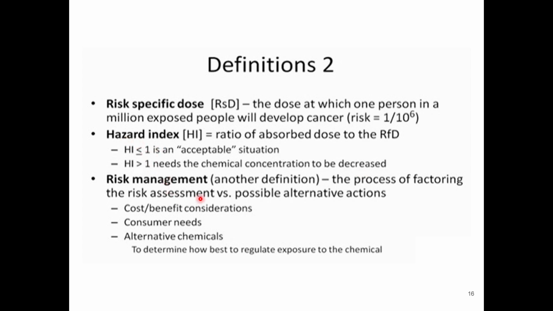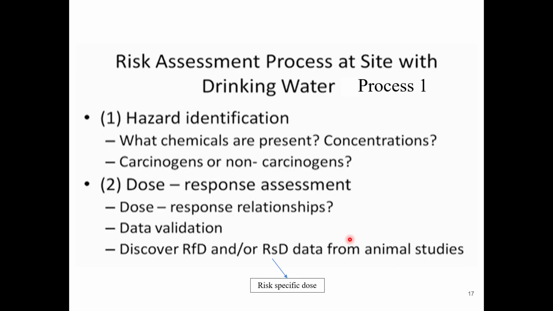And risk management, basically, we have one more definition. It is the process of factoring the risk assessment versus possible alternative actions. That can be done based on cost-benefit considerations, consumer needs, alternative chemicals, and to determine how best to regulate exposure to the chemical. So these are some of the ways of risk management.